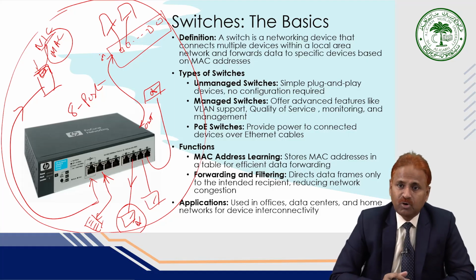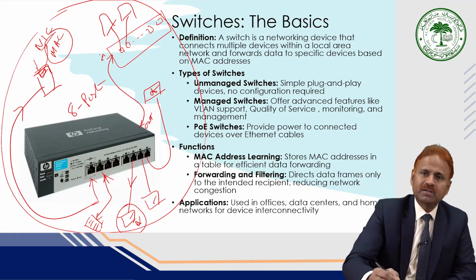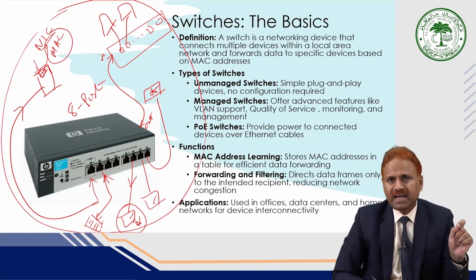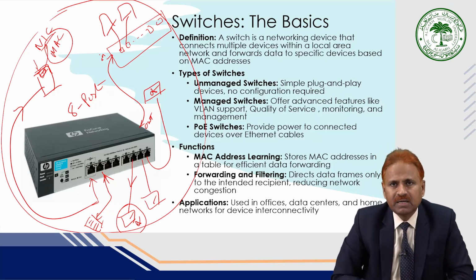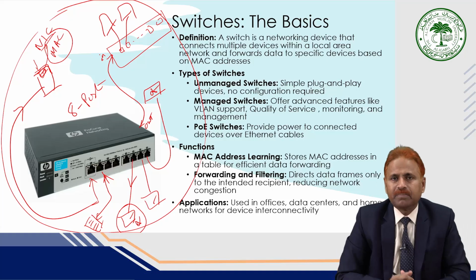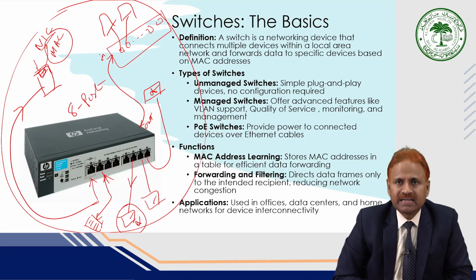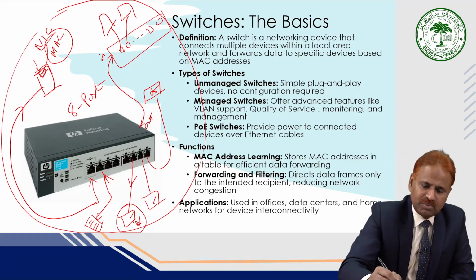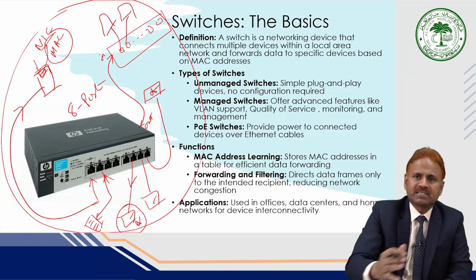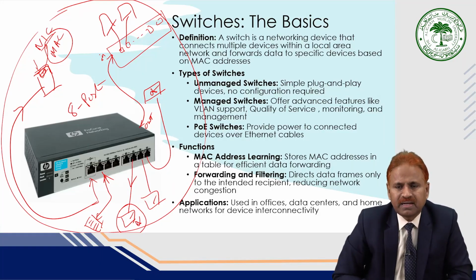What are the functions? I have already told you about MAC address learning: it stores MAC addresses in a table for efficient data forwarding. Whenever it gets information from any computer for any other computer, it checks the destination MAC address, and accordingly it transmits the data to that particular computer or device which matches the destination MAC address. They allow forwarding and filtering of messages, so they direct data frames only to the intended recipient, reducing network congestion. Whatever information is to be transmitted is simply forwarded to the destination MAC address.